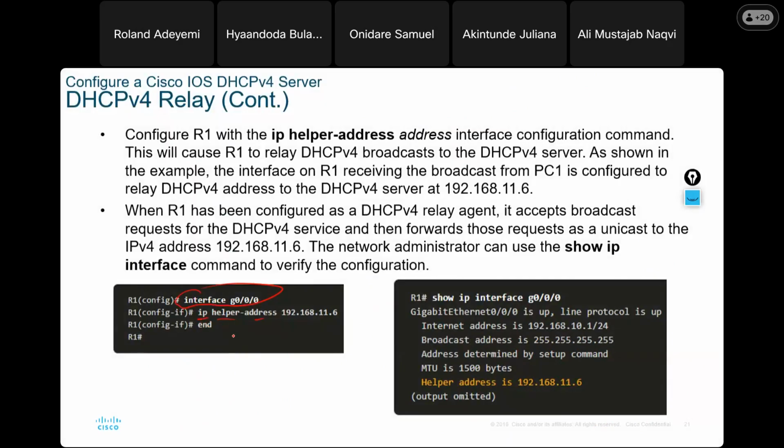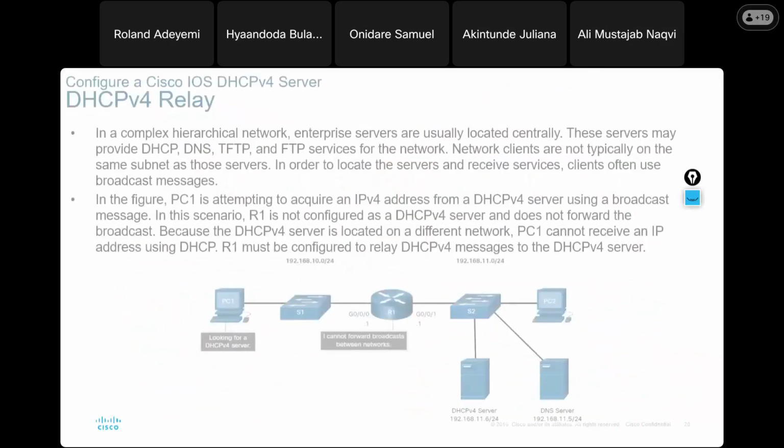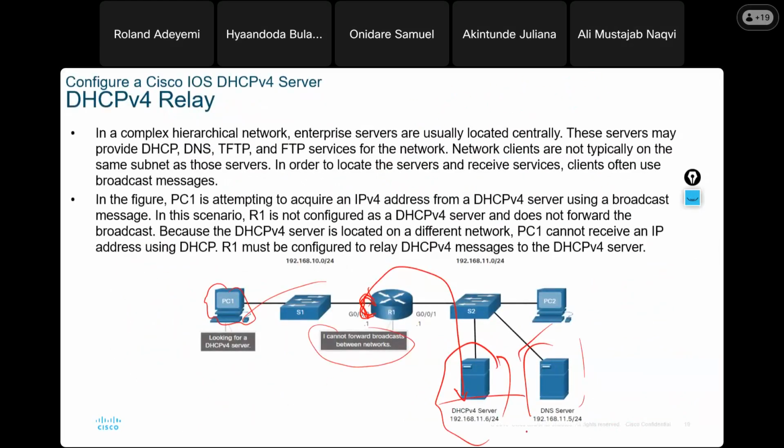IP helper address 192.168.100.11.6. Who is the owner of this IP address? It's our DHCP server. We're simply telling this router, if you get any message that has to do with DHCP, forward this to this IP address. Look at the IP address here, 11.68 is our DHCP server.